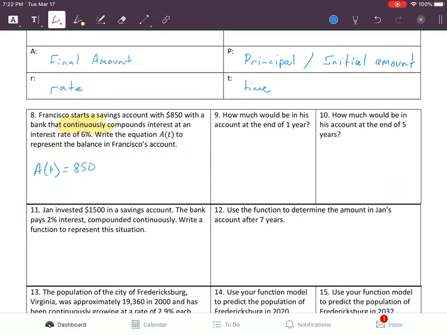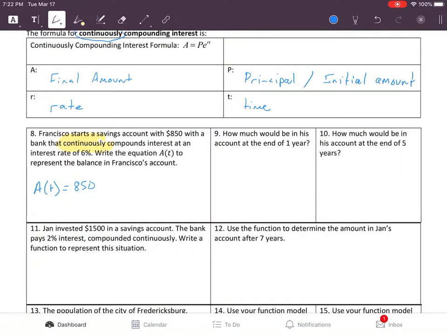Okay, so now it's continuously compounding, so it's going to be E. The rate is 6%, so we're going to put 0.06. And then T is the time. And since we're not given a time, it's just going to be T. So that's the equation we're going to use for Francisco.